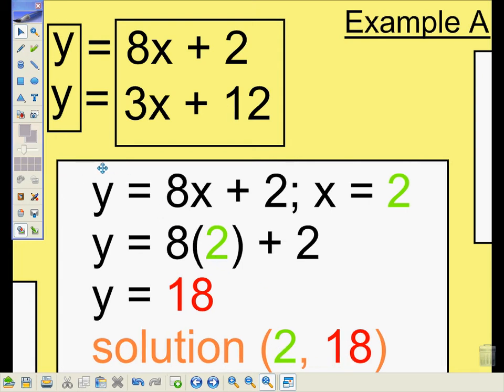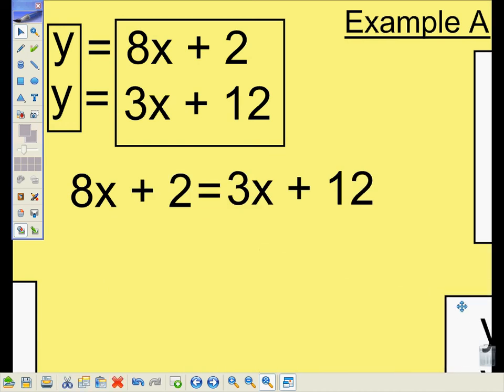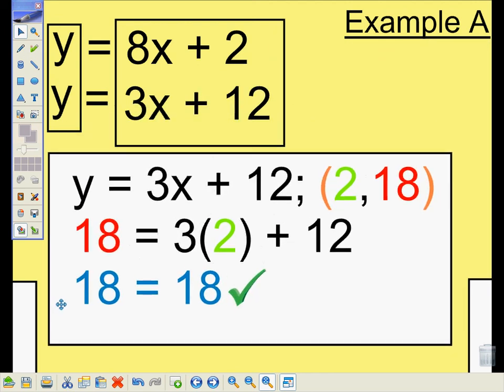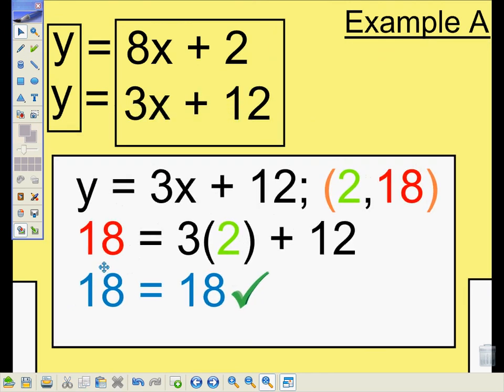Here's the trick, though. Because we're dealing with two different scenarios here, two equations or expressions, what we want to do is make sure, since it worked in one, does that mean that it works in the other? And this is how you know for sure that you're dead on with your answer. y equals 3x plus 12. I use 2 and 18. This is what we think our solution is.